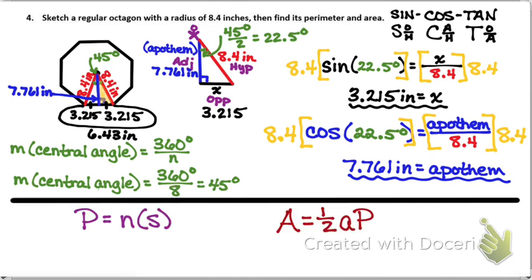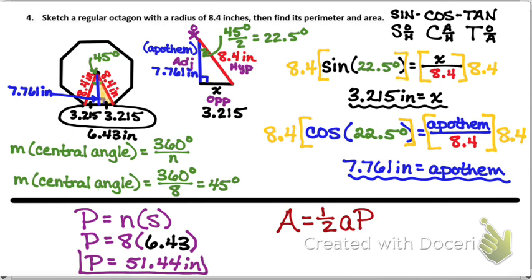So the perimeter is the number of sides. We have 8 sides on our octagon, so 8 times the length of one of those sides. We just figured out that one of those sides is 6.43 inches. So we take 8, multiply it by 6.43, and we get a perimeter of 51.44 inches.